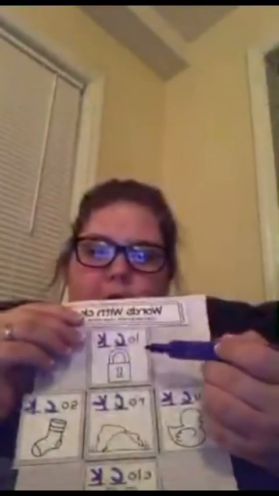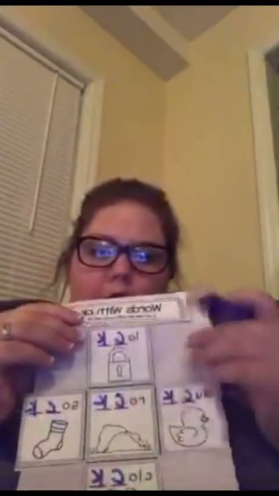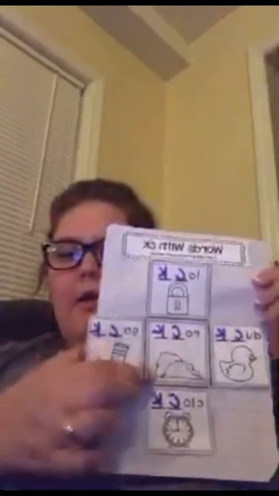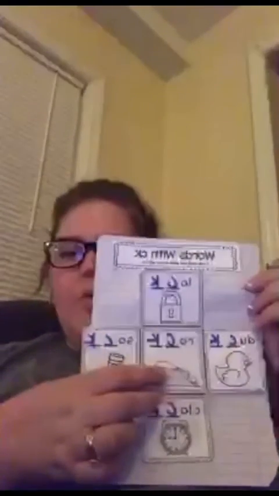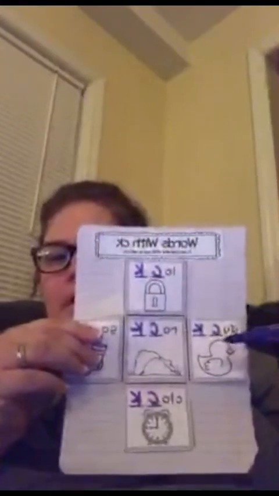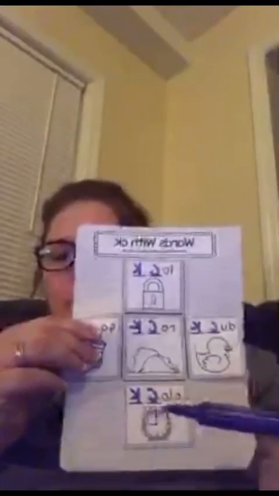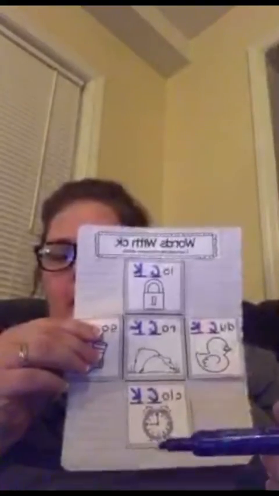Now, let's look at our words. We have the word lock, lock. We have the word sock, sock. Rock, rock. Duck. And clock, clock. Okay? So, these are some examples of words that end with CK. And CK is called a digraph, or a letter best friend. They make one sound when they sit side by side.